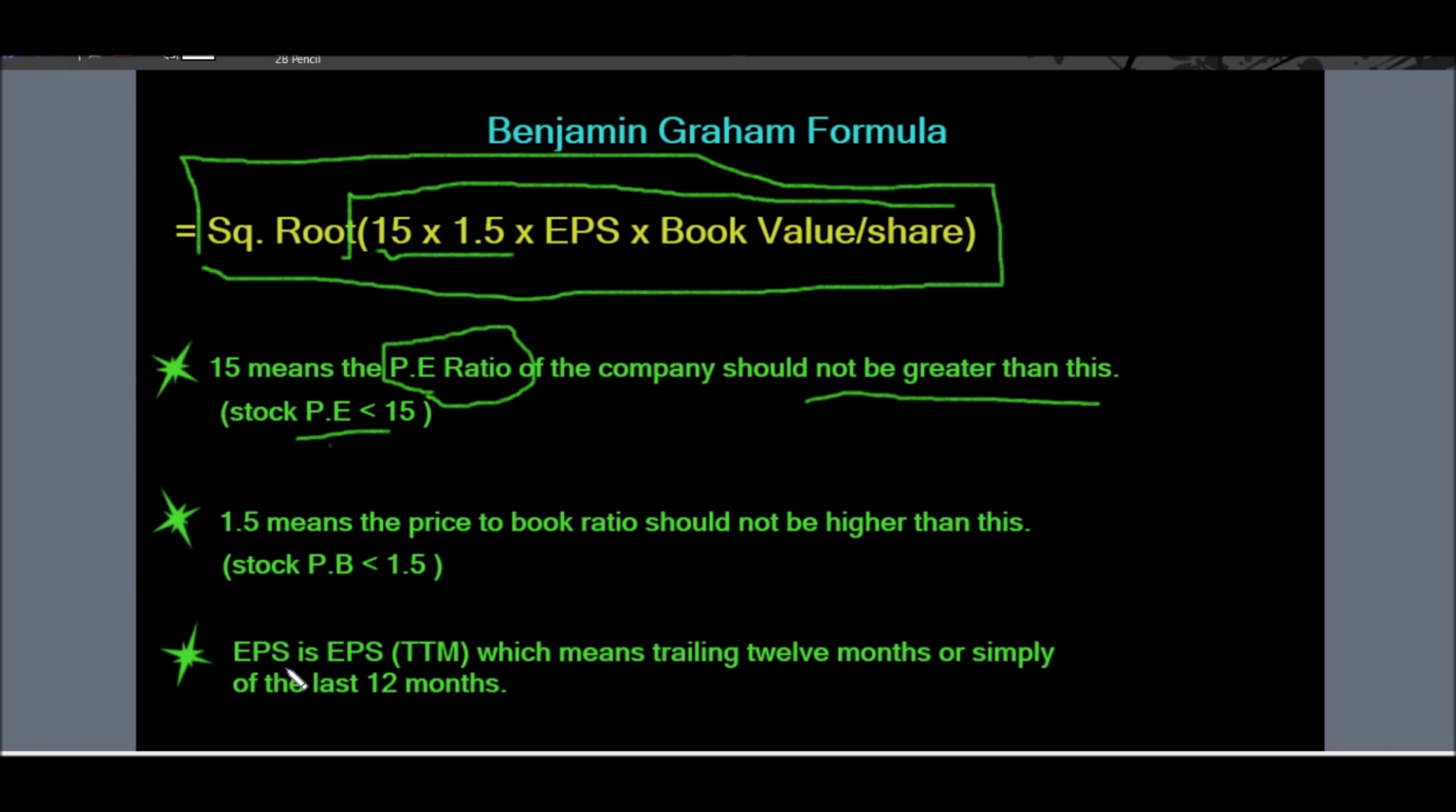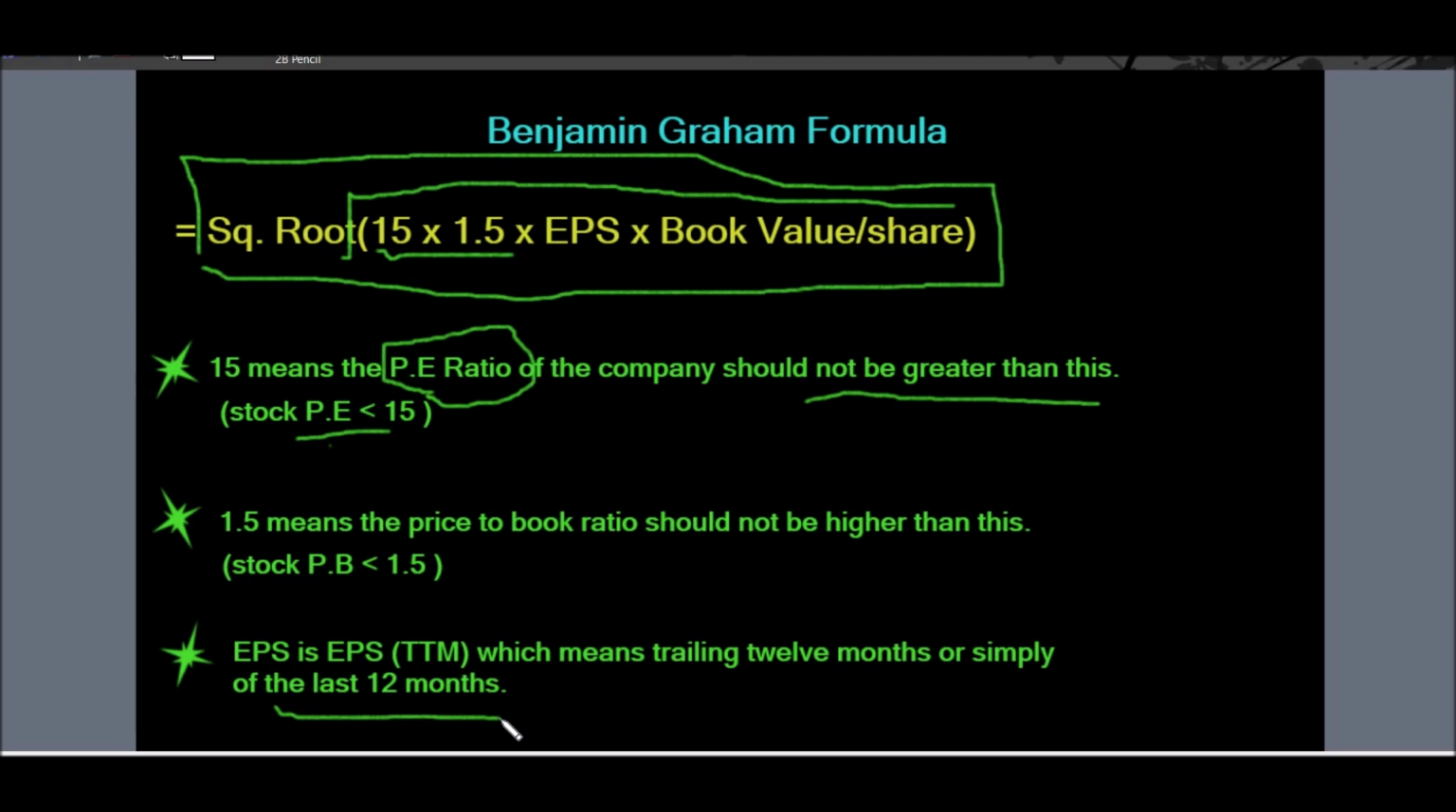The last thing, what is EPS? EPS is the earnings per share, and we should be using EPS (TTM). TTM means trailing 12 months, so earnings per share of the last 12 months. We need to use that. Again, it is very simply available and I'll be showing that to you very soon.